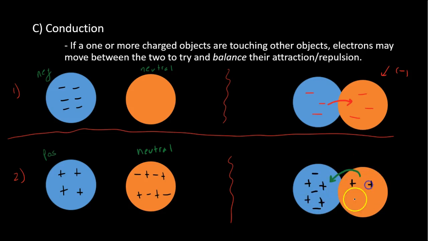Here were those protons that were in this orange sphere originally. Are there as many electrons? No, some of them left. So what's happened to this orange sphere? It's now positively charged. Not because protons moved over, they did not, but some of the electrons moved over. And again, not all the electrons would move, but some of them certainly would.